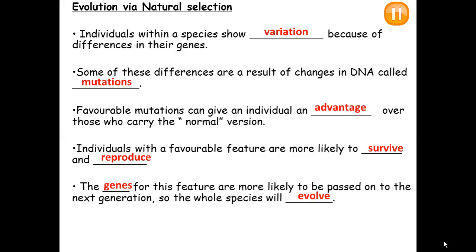Okay, let's have a look at the mark scheme. So individuals within species show variation because of differences in their genes. Some of these differences are the result of changes in DNA called mutations. A favorable mutation can give an individual an advantage over those who carry the normal version. Individuals with a favorable or most suitable feature are more likely to survive and reproduce. The genes for this feature are more likely to be passed on to the next generation. So the whole species will evolve, will change throughout ages and generations.